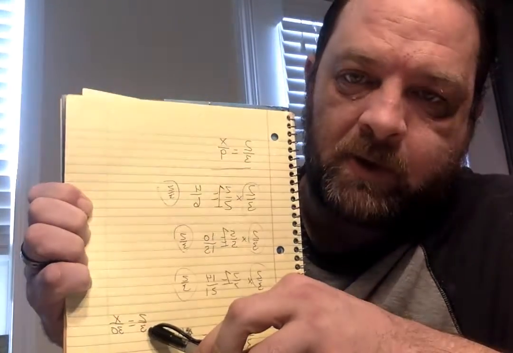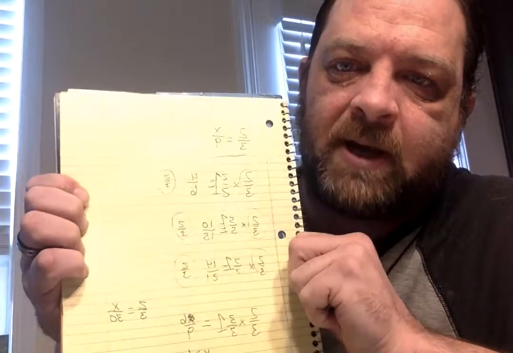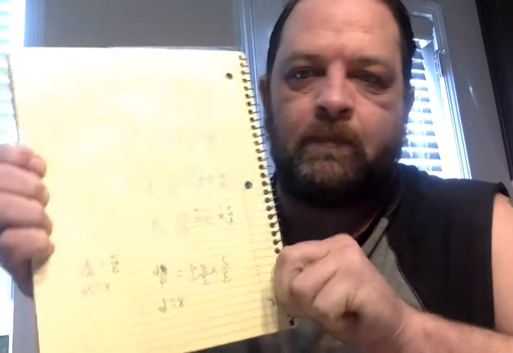So for this 2/3 to equal something over 30, that 1 has to be represented as 10 over 10, because 10 times 3 is 30, which means in this case, x would equal 20. All right?